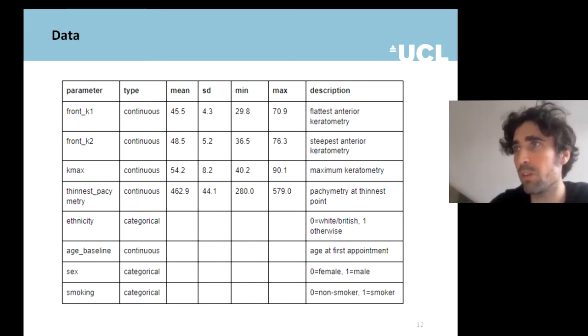These first three are all keratometry measurements, like I was speaking about in the previous slide. Pachymetry is what I was talking about in the previous slide as well. It's the corneal thickness. And we've also got demographic data here, such as ethnicity, age at first appointment, sex, and smoking.